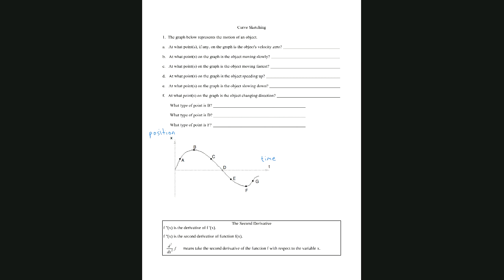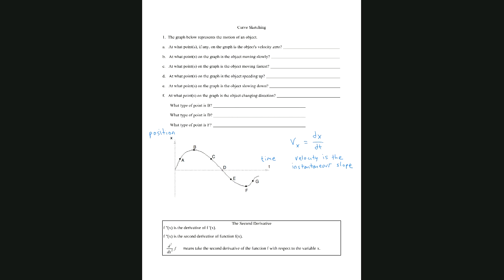Now the first derivative of this graph would give us what is called the velocity of the object. So the velocity is the instantaneous slope.